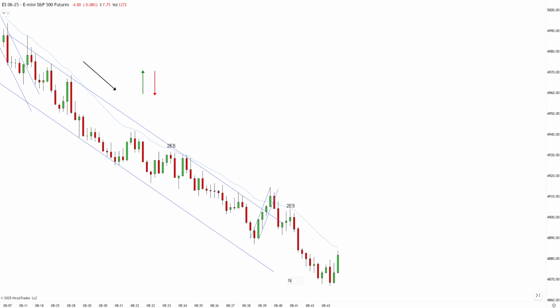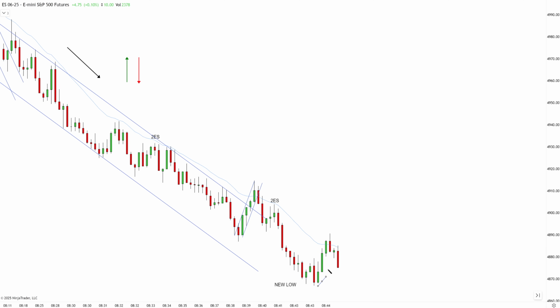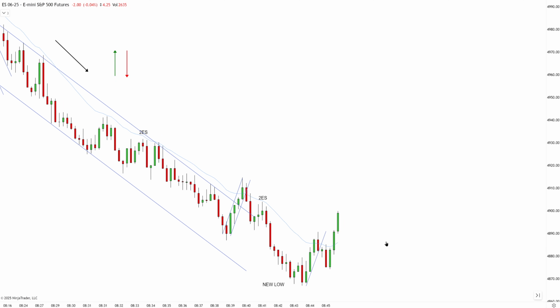So I'm going to mark the new low. We have a break, new low, which means according to trendline rules, I have to pause looking to go short because the new low was tested. The downtrend is over and I can expect a correction or reversal. Okay, so right now I'm just going to wait to see what's going to happen.